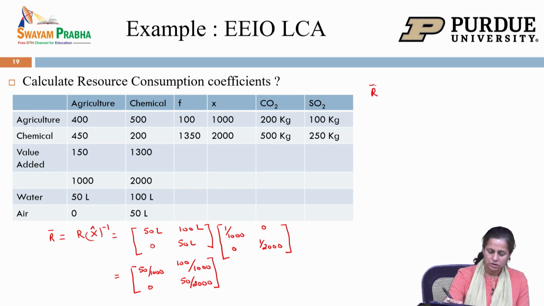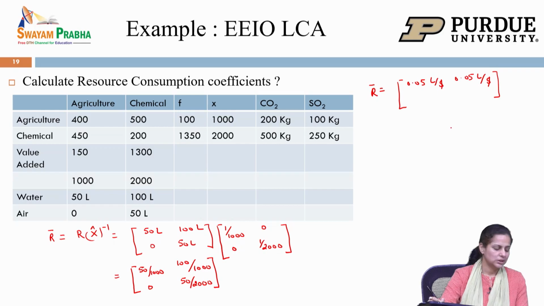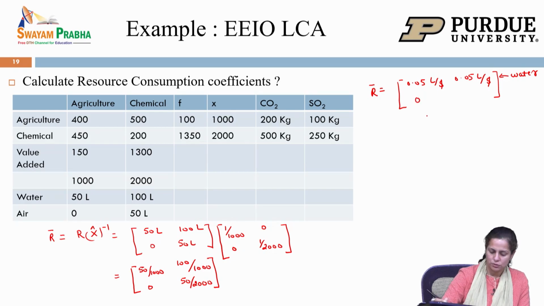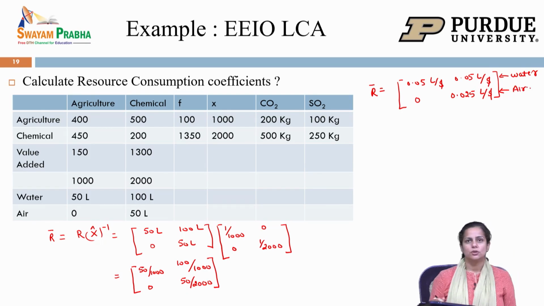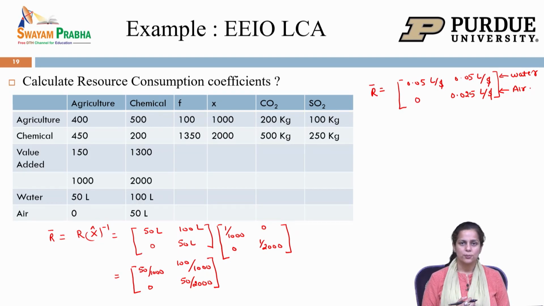So, the resource coefficient R bar becomes 0.05 liters of water per dollar output for sector 1. This is 0.1 liters of water per dollar output for sector 2. So this is for the resource water, and then 0 of course for air, and then this one is about 0.025 liters of air per dollar. So this is air per sector. So we have the resource coefficient. What that tells us is how much is the total resource per dollar output for each of these sectors.